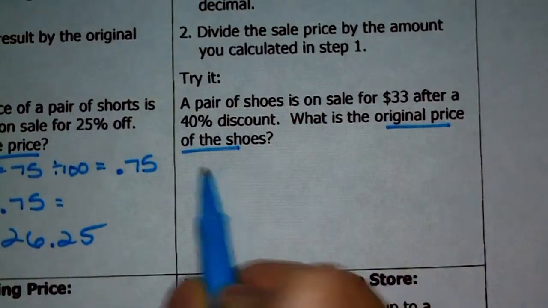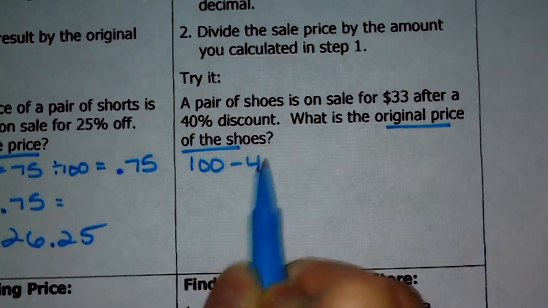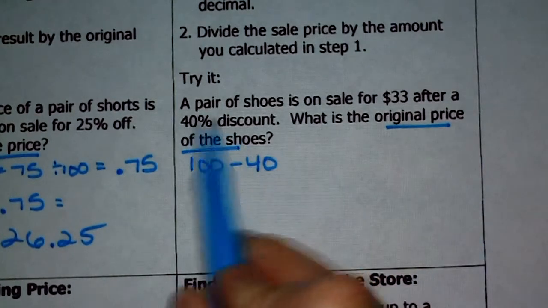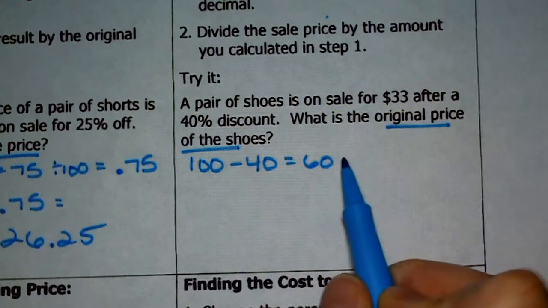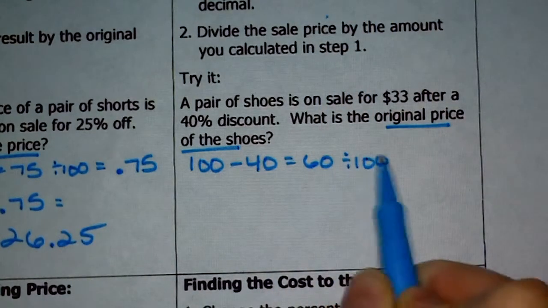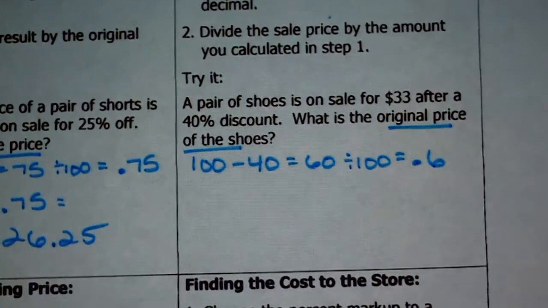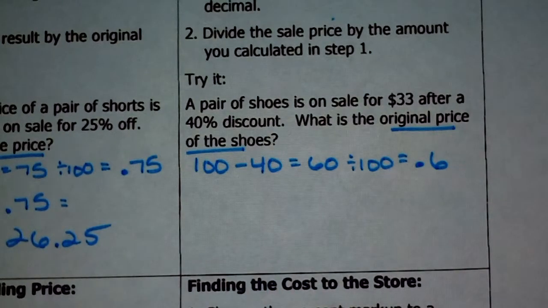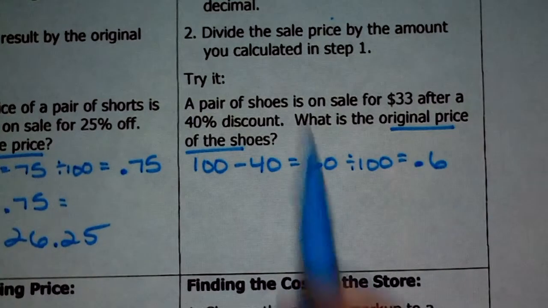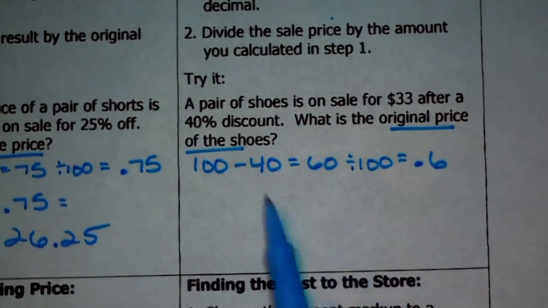Step number 1 says, take 100 minus the percent off, which is 40% right here, and take that result and divide it by 100 to get it as a decimal. So 0.6, or if you wanted to write 0.60, you could. It means the same exact thing. Step 2 says we're going to divide the sale price by that amount. It's really important that you do this in the order that's listed. When you divide the sale price by the amount, it means the sale price is first.